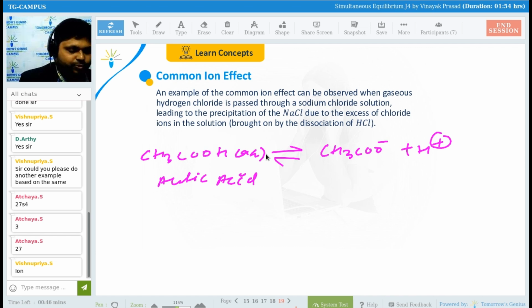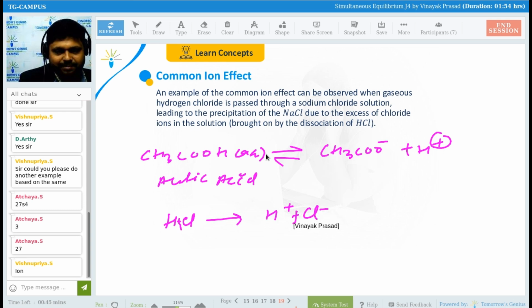No problem. Let's suppose we are adding HCl into this. HCl will dissociate into H plus and Cl minus ion. Yes or no, guys? Please tell me. So it will be giving H plus and Cl minus.